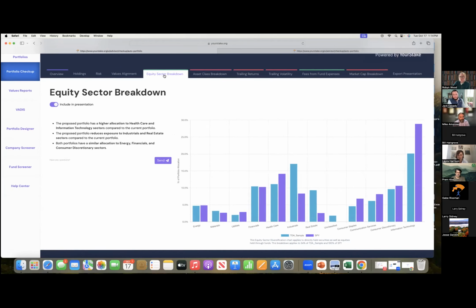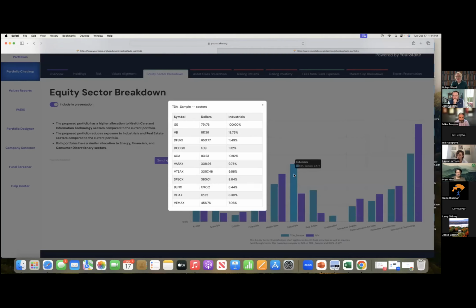Equity sector breakdown, kind of your basic stuff here. Again, we're looking at the underlying holdings, and what's really nice on here is I've got pretty high concentration, or much higher than the comparison in industrials. Where's that coming from? You can just click on that bar itself to get a sense of what's contributing to the industrials. So we've got some individual companies, again, from my Dodge and Cox fund, it looks like 11% of that is allocated to industrials.